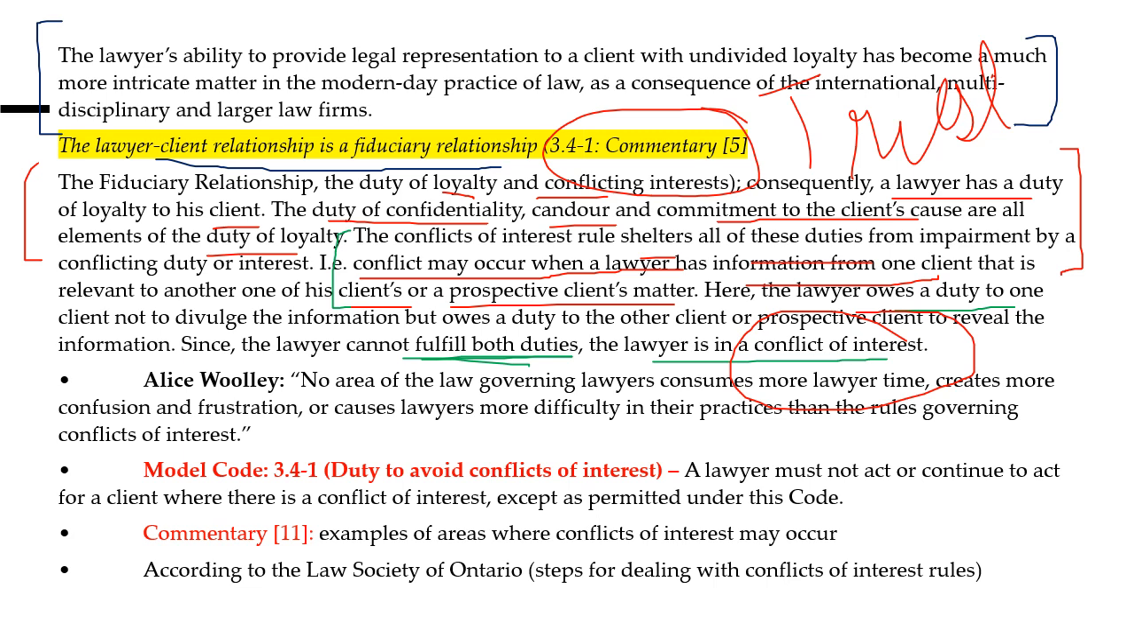As per Alice Woolley, no area of law governing lawyers consumes more lawyer time, creates more confusion and frustration, or causes lawyers more difficulty than the rules governing conflict of interest.